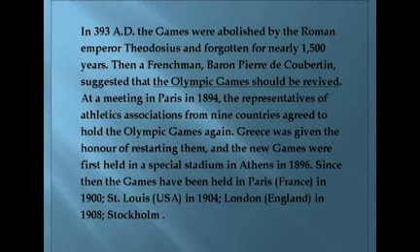At a meeting in Paris in 1894, the representatives of the athletic associations for 9 countries agreed to hold the Olympic Games again. Greece was given the honor of restarting them, and the new games were first held in a special stadium in Athens in 1896. Since then, the games have been held in Paris in 1900, St. Louis, USA in 1904, London, England in 1908, etc.